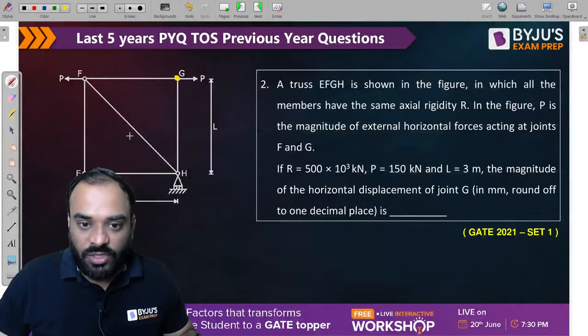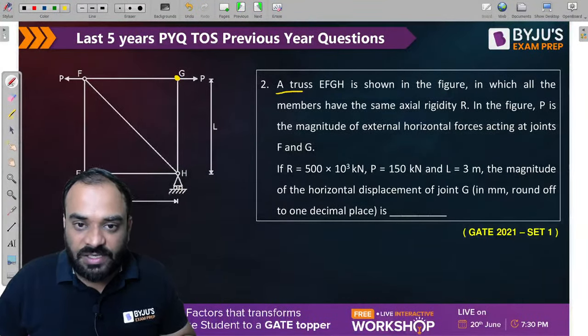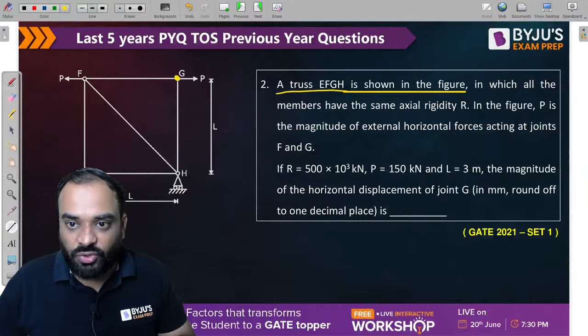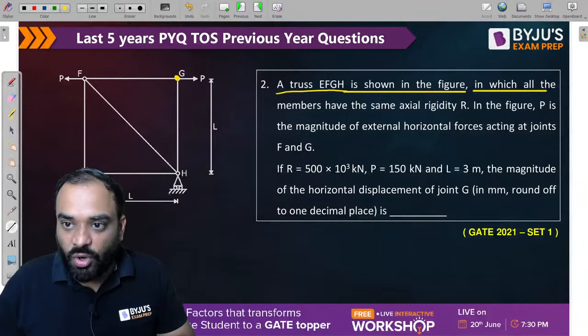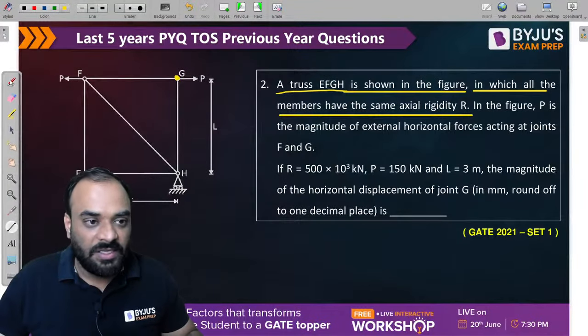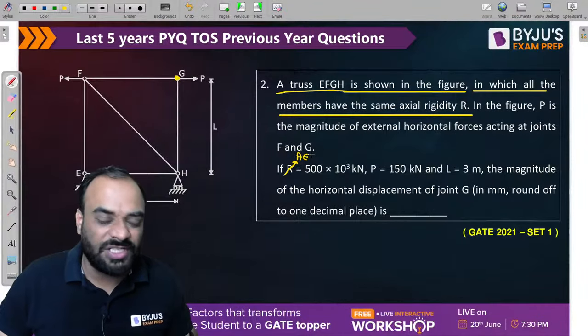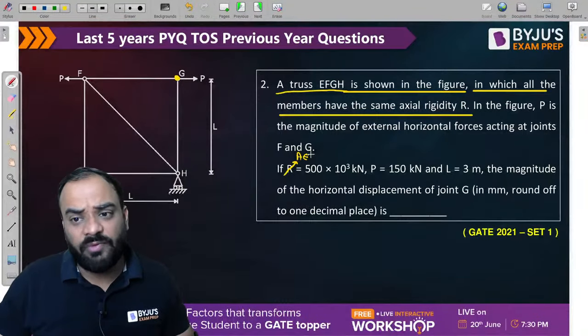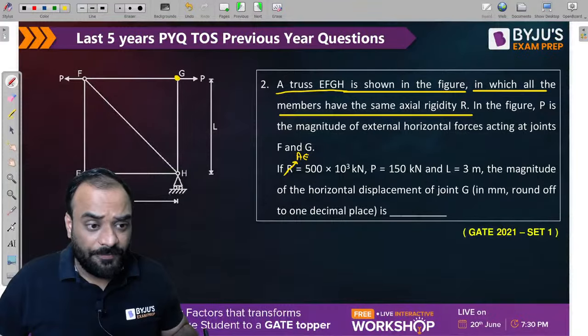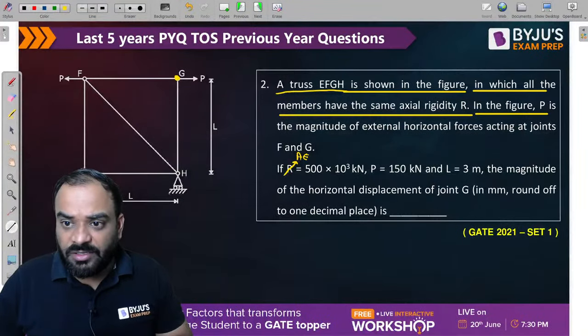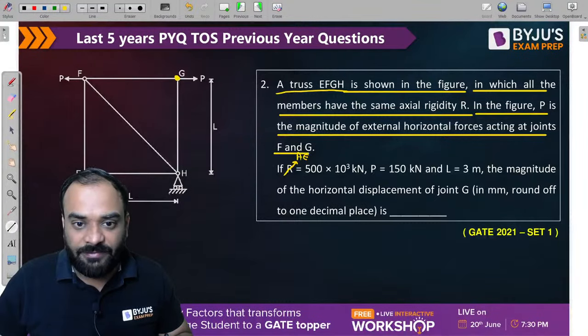So what is given to us? Let's read it. There is a truss EFGH shown in the figure in which all the members have the same axial rigidity. That means the value of axial rigidity is given in terms of R. It is basically A into E product, cross section area into Young's modulus of elasticity, right? In the figure, P is the magnitude of external force acting at the joints F and G.